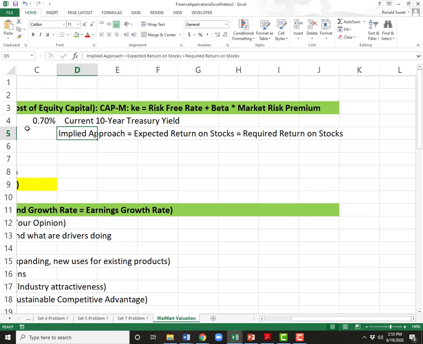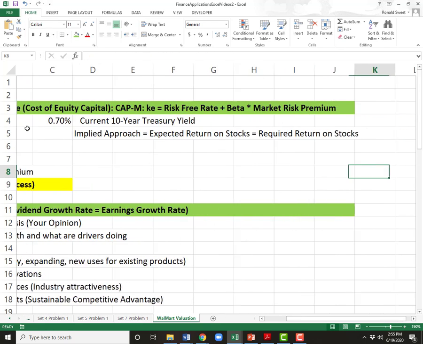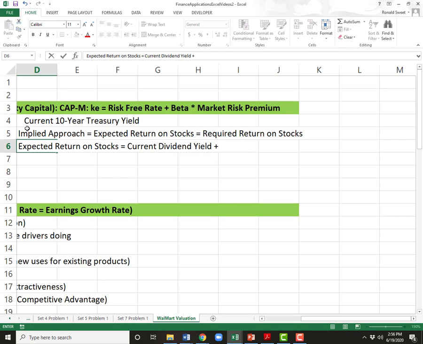And in the market risk premium, we actually need the required return on stocks, but there's no place to go and get that number. And so what we're going to do is just assume that what we expect stocks to return is also what we require them to return. So if we can come up with an expected return on stocks, then we can come up with a number for the market risk premium. The expected return on stocks is going to equal the current dividend yield plus the expected growth in earnings.